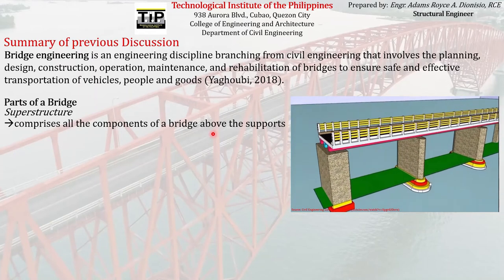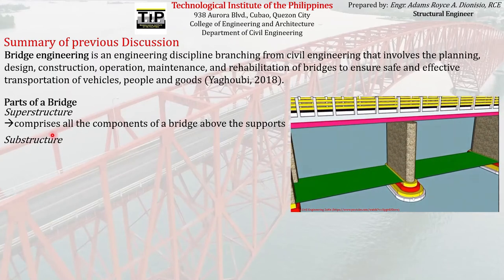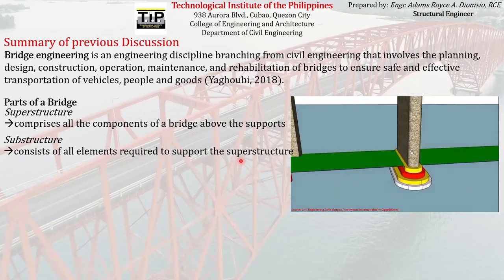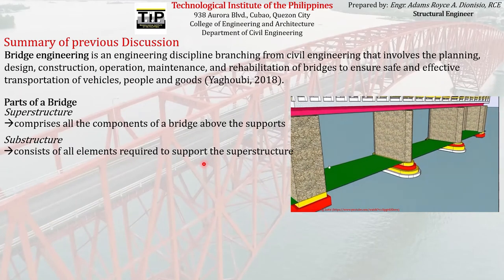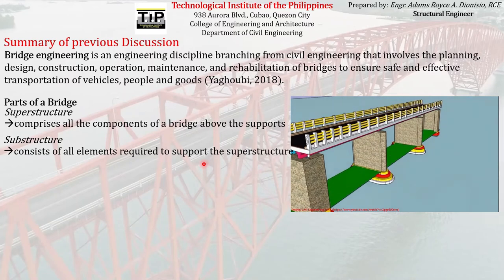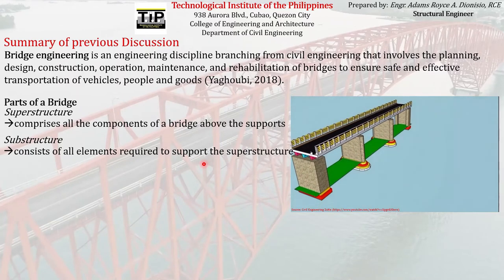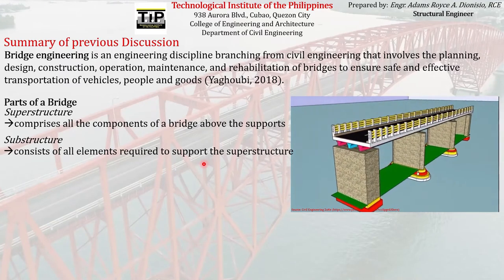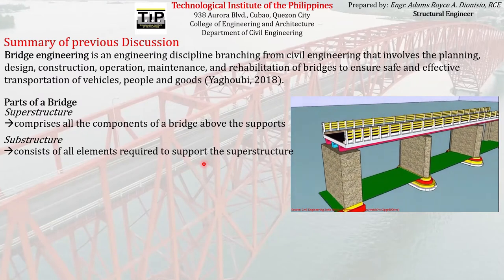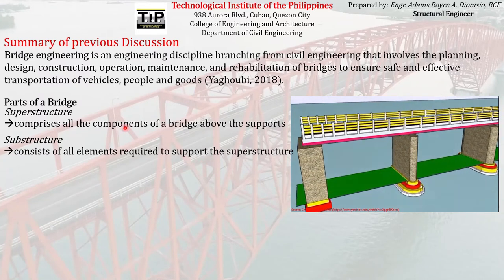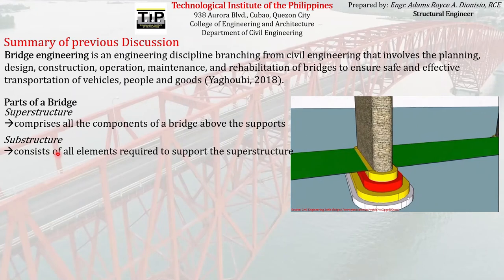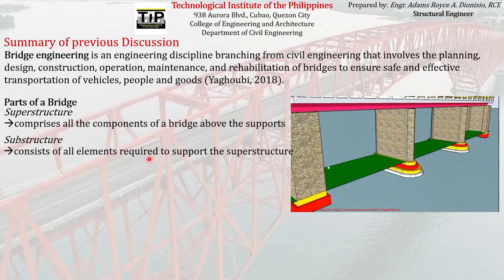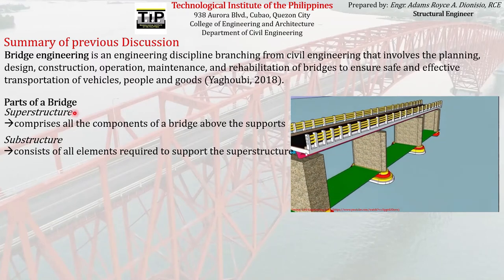Those supports are called the substructure. The substructure consists of all elements required to support the superstructure. So those are the two general terms that we usually use to describe the different parts of a bridge. The superstructure is the part of a bridge that is supported by the substructure, and the substructure is the part of a bridge that is used to support the superstructure.